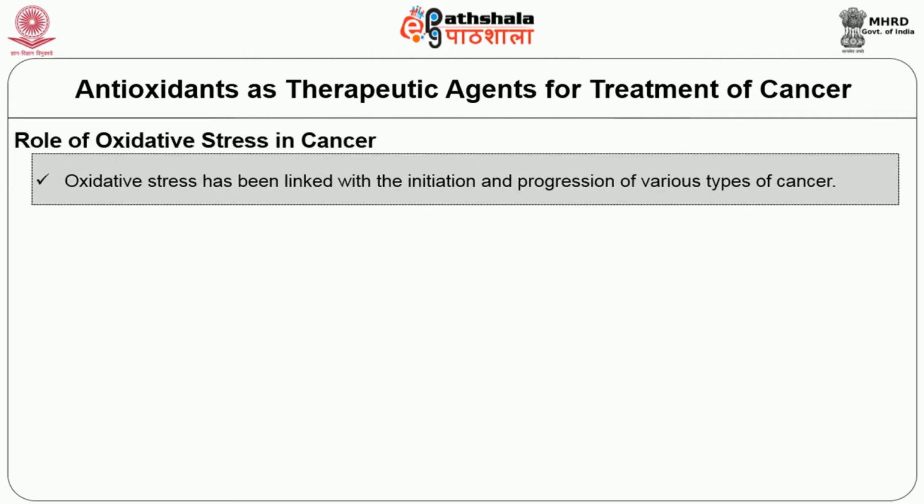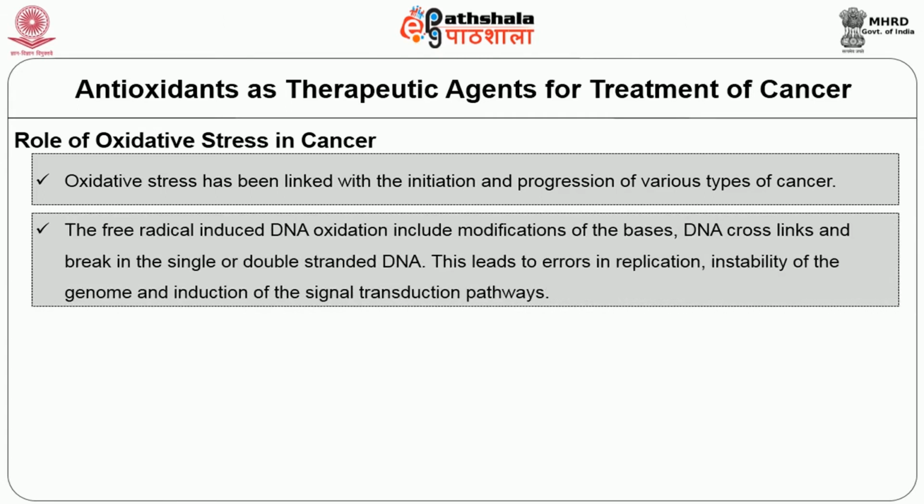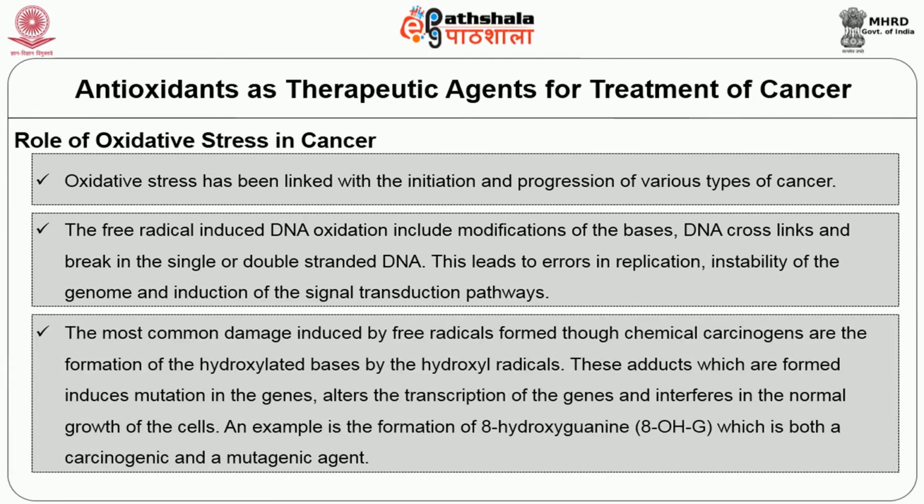Oxidative stress has been linked with the initiation and progression of various types of cancer. The free radical induced DNA oxidation includes modification of the bases, DNA crosslinks, and breaks in the single or double-stranded DNA. This leads to errors in replication, instability of the genome, and induction of signal transduction pathways. The most common damage induced by free radicals formed through chemical carcinogens is the formation of hydroxylated bases by the hydroxyl radicals. These adducts induce mutation in the genes, alter the transcription of the genes, and interfere in the normal growth of the cells.